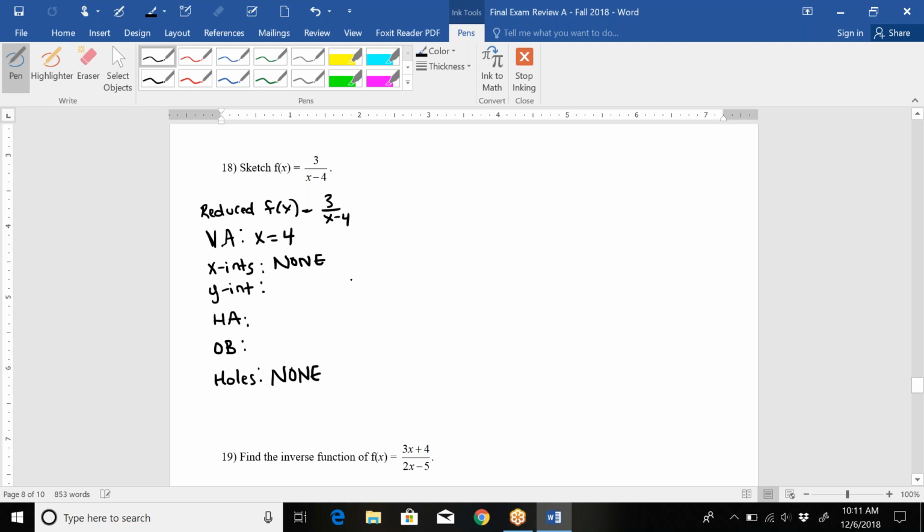The y-intercept you find by plugging in 0 for the x. So that's -3/4. So 0, -3/4. Make sure you write x-intercepts and y-intercepts and holes as ordered pairs.